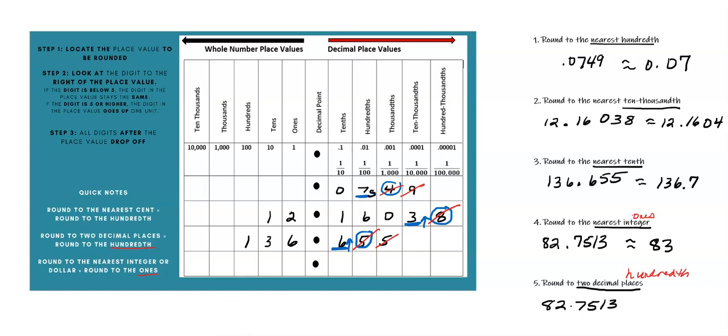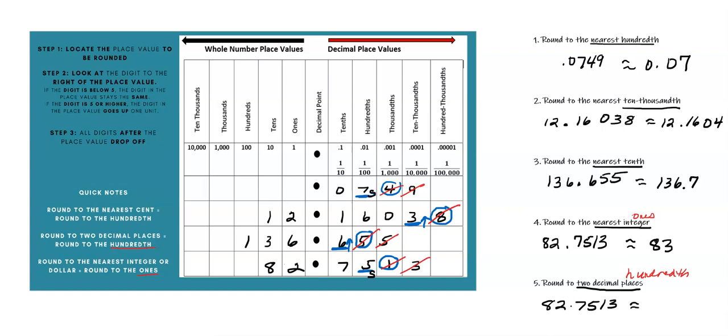So we need to locate our digit in that place value, the hundredths, and that is our 5. The digit to the right of the 5 is a 1. Since the digit to the right is below 5, that means the 5, our place value, will stay the same. It does not round up. The digit to the right is a 1, which means the 5 stays the same. And all other digits after that will drop off.